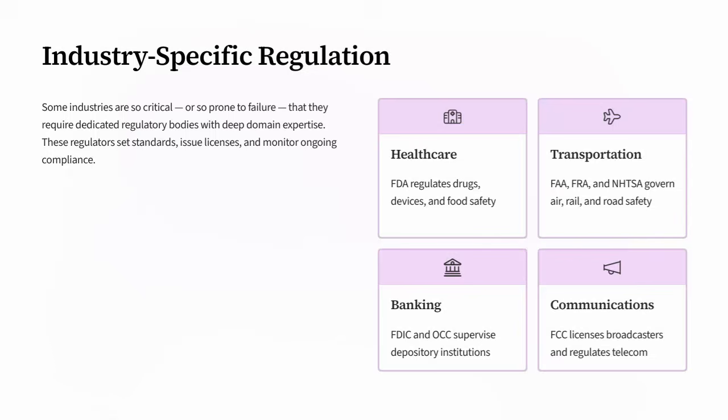Some industries carry risks and public responsibilities that demand specialized oversight. That's why dedicated regulators develop deep expertise in particular sectors, set operating standards, issue licenses, and monitor compliance over time. In healthcare, the FDA oversees drugs, devices, and food safety. Transportation is divided among agencies such as the FAA, FRA, and NHTSA, covering air, rail, and road safety. Banking supervision includes the FDIC and OCC, while the FCC handles broadcasting licenses and telecommunications. The key idea is specialized regulation matched to specialized risk.